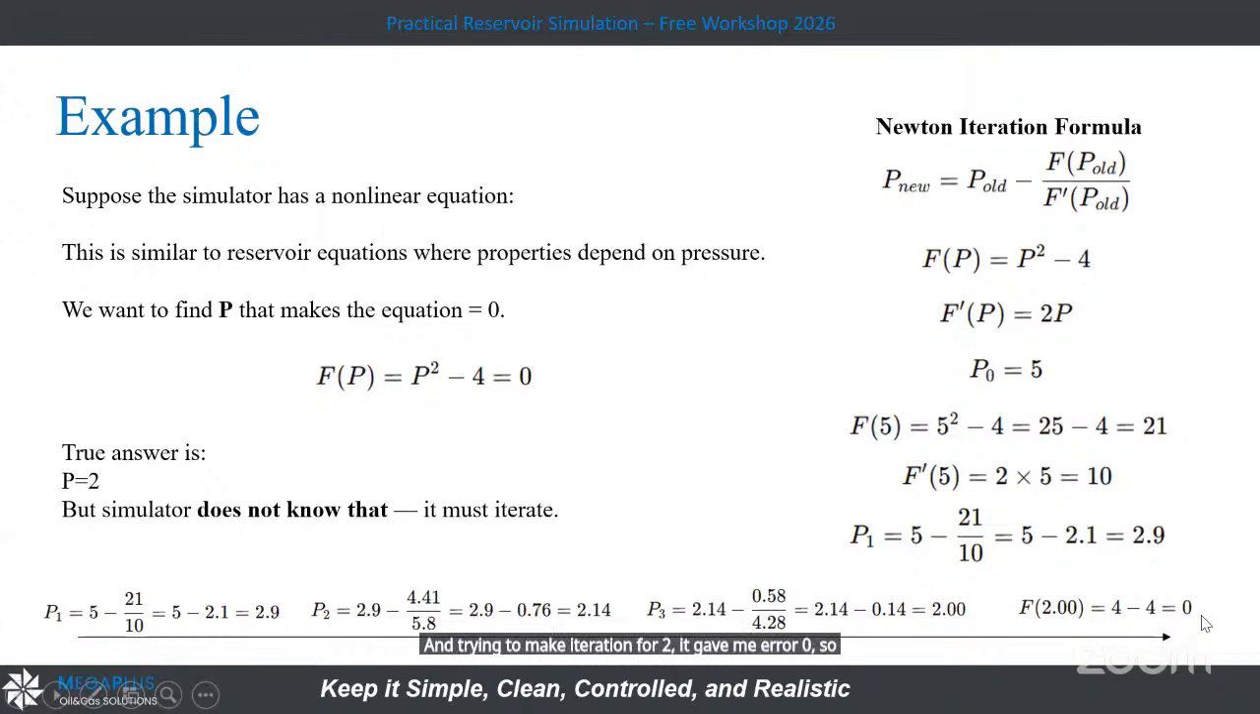So the cell here will know that the answer is 2. For a human brain it is very simple, but for simulators it's not simple, because the cell doesn't know what number of input it will get, the figure that it will get. So it must be iterated. Imagine how many iterations in each cell, in each continuity equation. That's why I'm telling you that we have a lot of calculation happening in reservoir simulation.